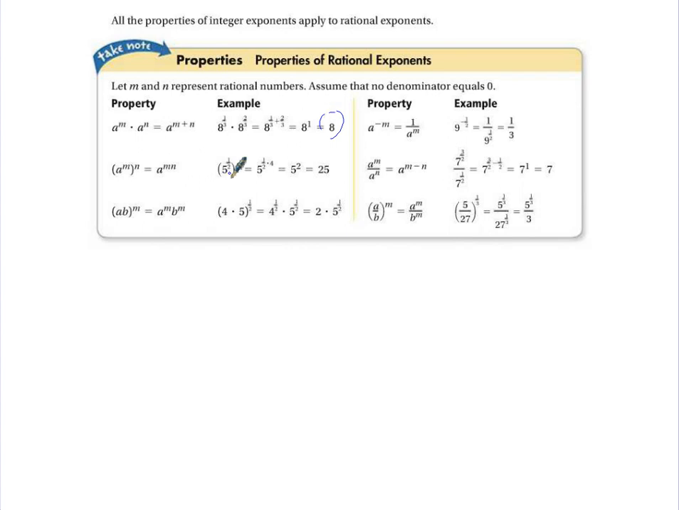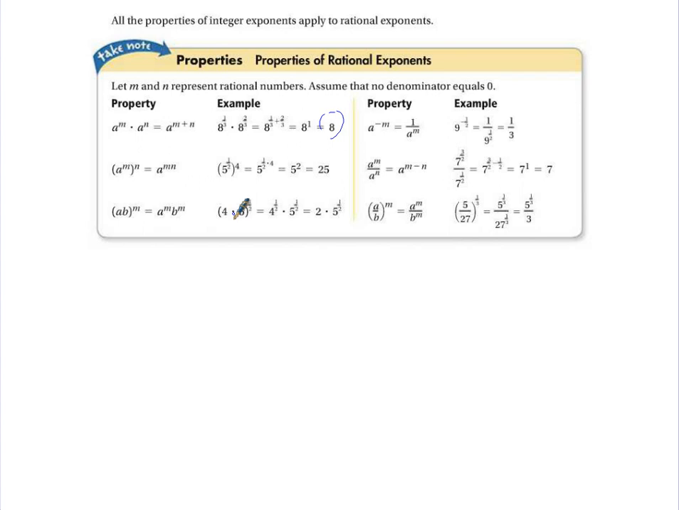When we are raising powers to powers, we multiply the exponents. So this looks like 5 to the 1/2, to the 4th power. I multiply 1/2 times 4, and I get 2. So I wind up with 5 squared, which is 25.